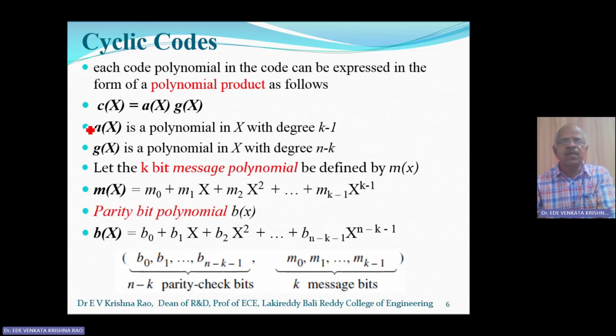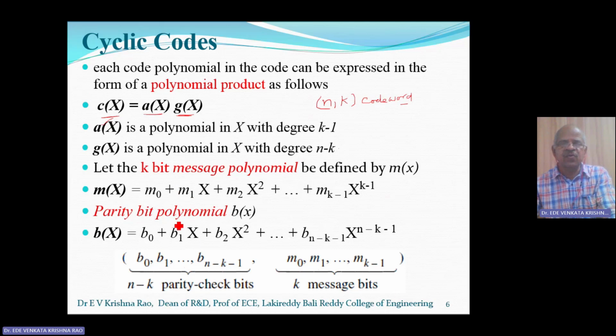The code polynomial is in the form of a product of two polynomials. One is the message polynomial a of x, of order k minus 1, and the other is the generator polynomial g of x, which is of order n minus k. The code word is generated as a combination of the message bits and the parity bits. For a k-bit message, we want to generate an n comma k code word, where the k-bit message word and n minus k parity bits are added.